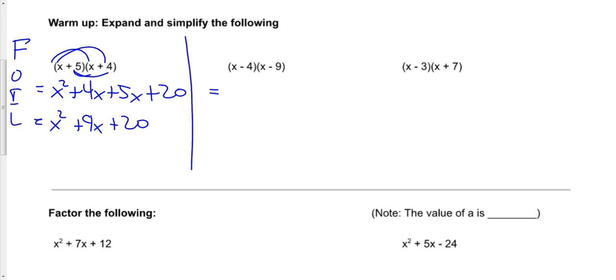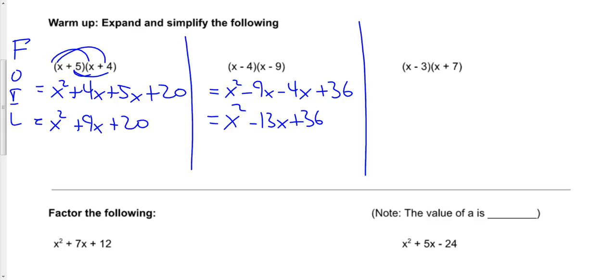Okay. We do the same thing here in the middle. Again, we'll multiply our first terms. That will give us x squared. Then we're going to multiply our outside terms. That gives us 9x. Our inside terms will give us negative 4x. And our last terms will give us positive 36. So if we collect our like terms, we get x squared minus 13x plus 36.